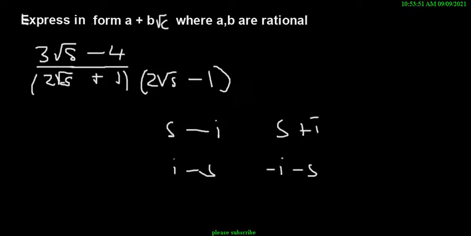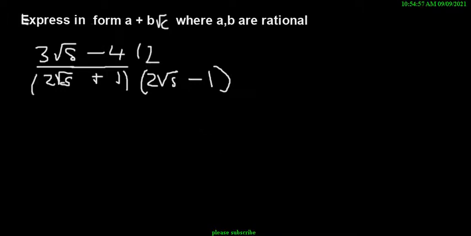But for this case, it doesn't matter where the root is. If it says 2 root of 5 plus 1, then for the conjugate, just change the sign. And even if they're swapped, all you have to do is change the sign. Let me just get rid of this. So that would be 2 root of 5 minus 1.